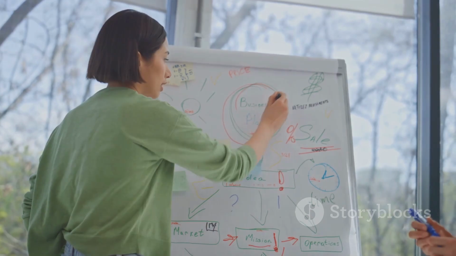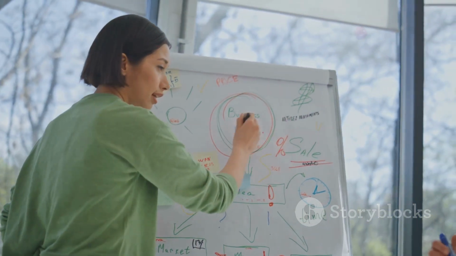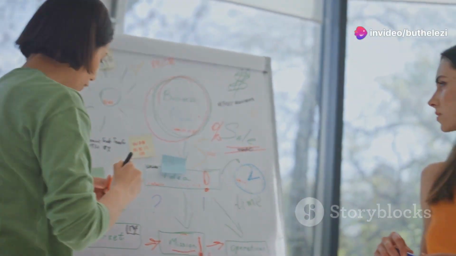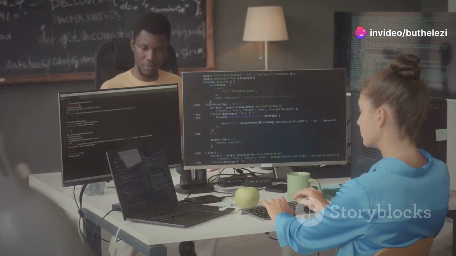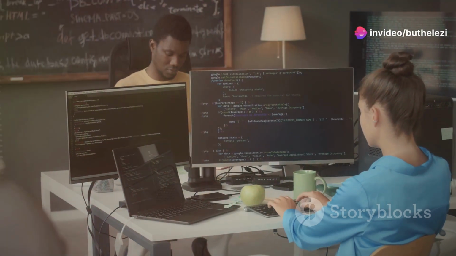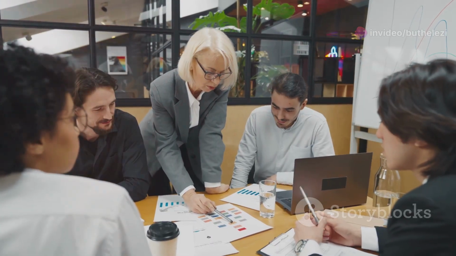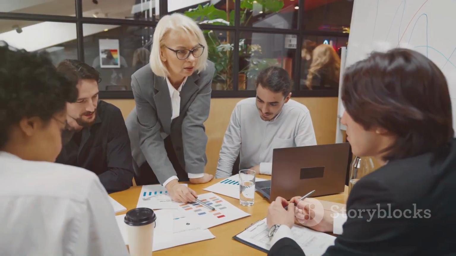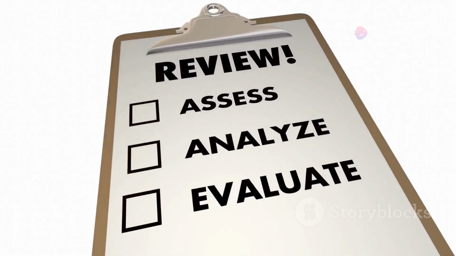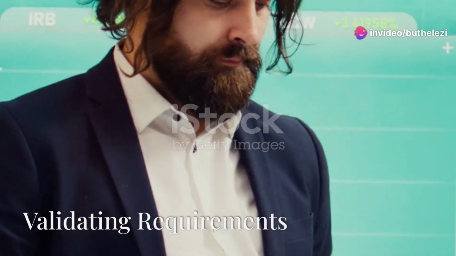Graphical notations like use case diagrams provide a visual representation of user interactions. Formal specifications use mathematical languages for precise definitions. The chosen method depends on the project's complexity and the team's preference. The goal is to create unambiguous and testable specifications.